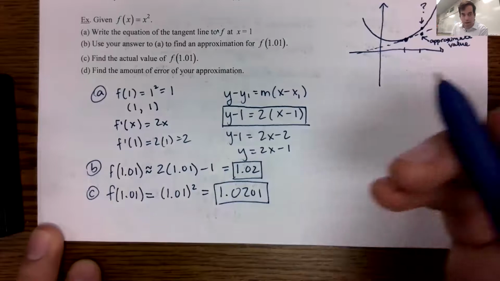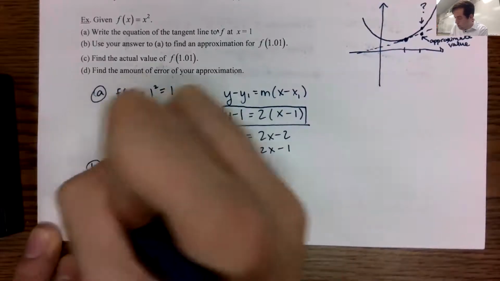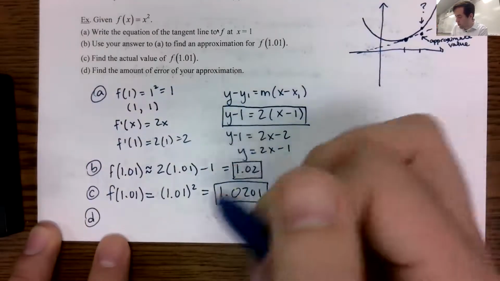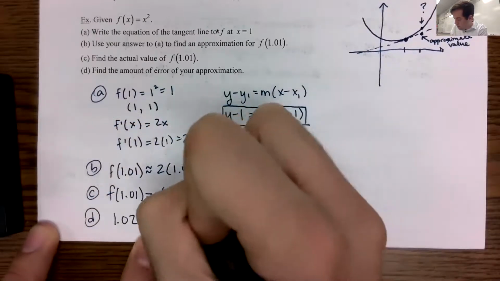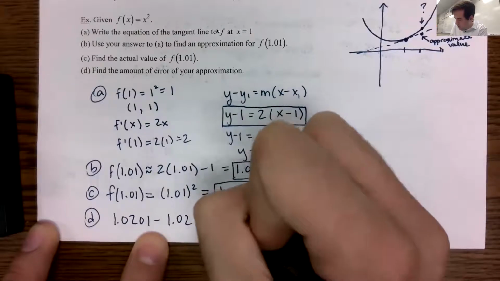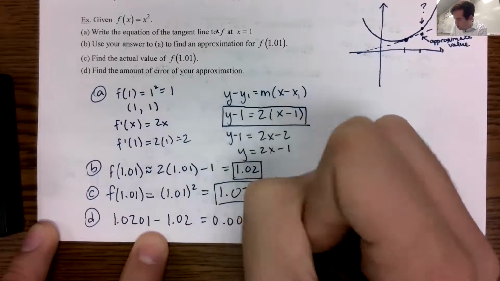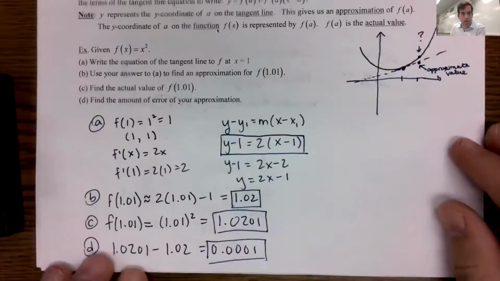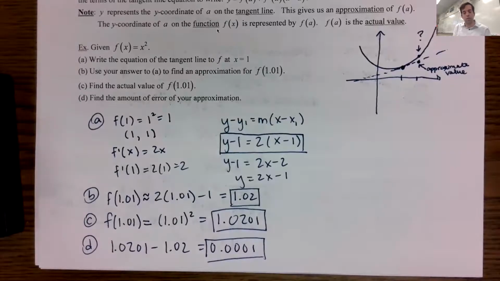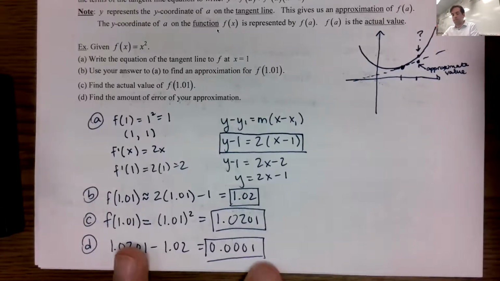D is the amount of error. So we want to know what was the difference between our approximation and the real answer. How much error did we have? So we're going to subtract them. And this was a pretty good approximation because the error is 0.0001. All right, so that's an intro to linear approximation. We're going to do one more example there.